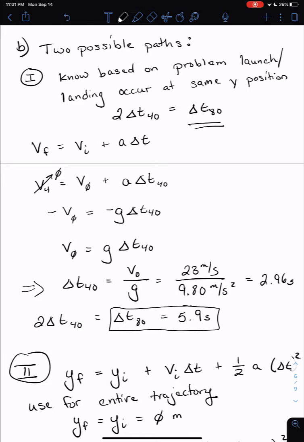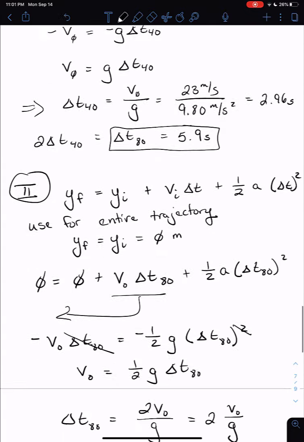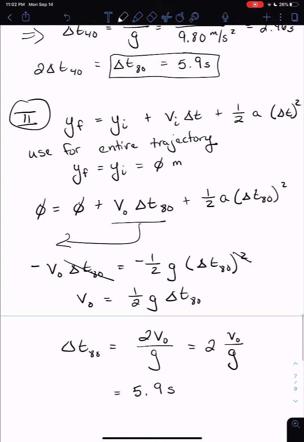Now, if you happen to have something that does not launch at the same y position as it lands, then you cannot use possible path 1. You have to use possible path 2, and it means your y final and your y initial will be different. So possible path 2 will always work regardless of what your starting and ending positions are. Possible path 1 will only work when they happen to be symmetric. So that's something to keep in mind when you're working these problems.